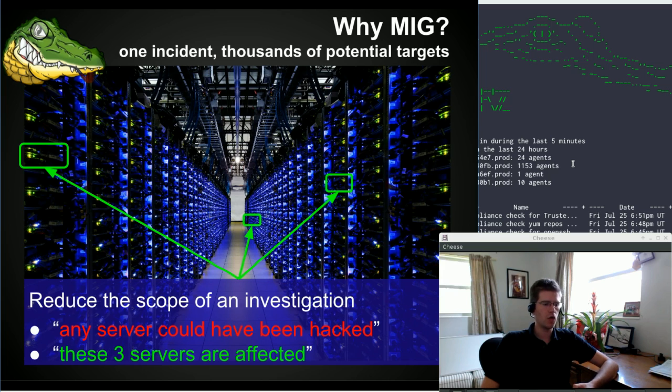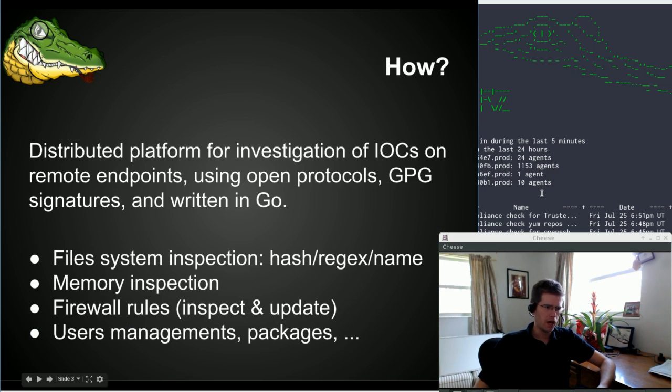So MIG is a tool that we use to reduce the scope of an investigation from anything could have happened and all of these servers could have been hacked, to we know these three have been compromised and we're going to freeze them and manually investigate what happened. How do we do this?